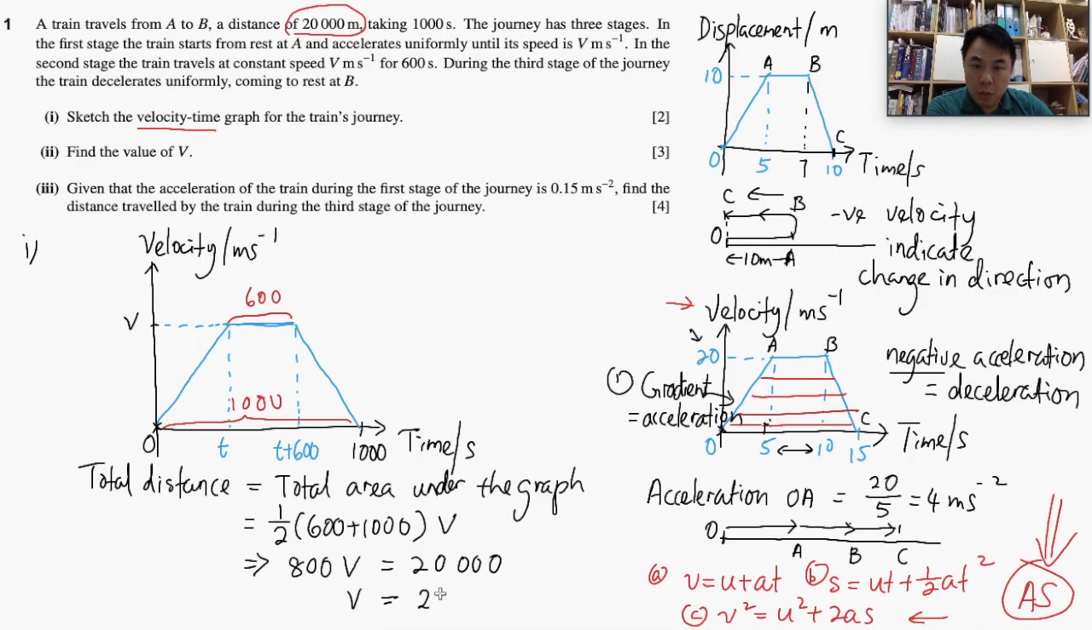Let me check one more time. Sorry, I think I overshot one decimal there. Now that should be the speed, the value for v in this case, which is 25 meters per second. I hope that is clear for questions 1 and 2.